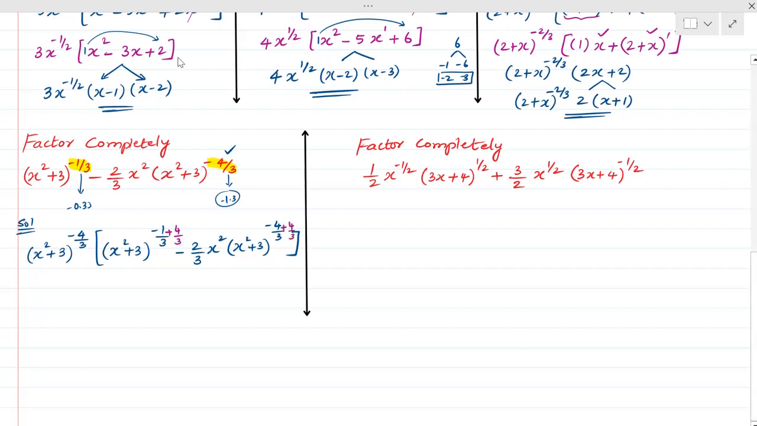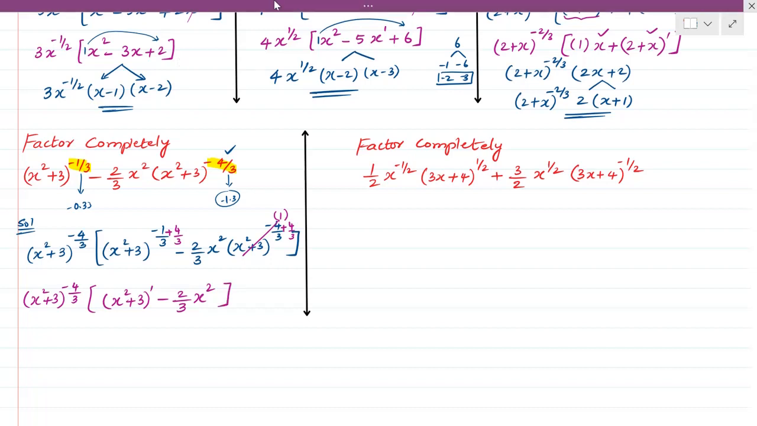Since the value is 0, any power 0 is equal to 1. So the whole thing becomes 1. So you will get here x square plus 3 to the power minus 4 over 3. Here we will have x square plus 3 to the power, what is this? Minus 1 plus 4, which is 3. 3 over 3, which is 1. Minus 2 over 3 x to the power 2, because this part is equal to 1. Now we have to simplify these two parts.